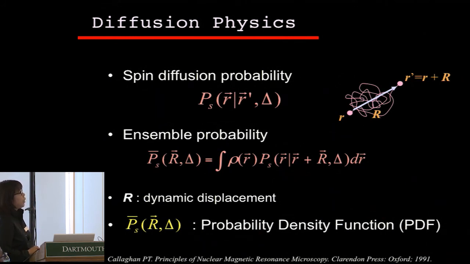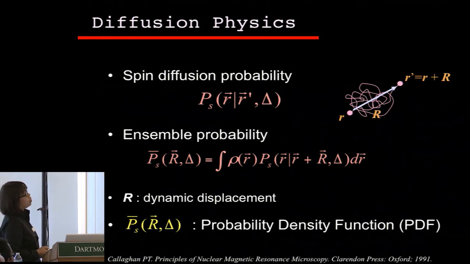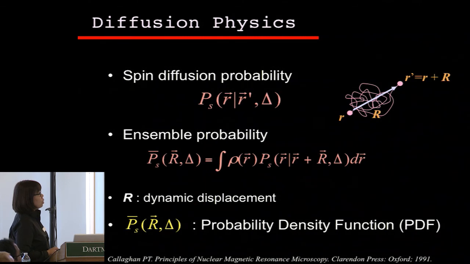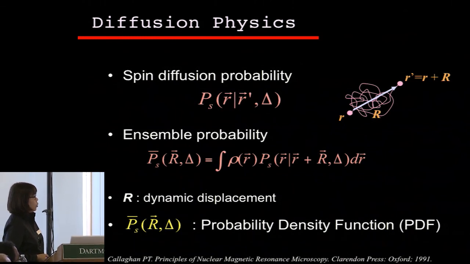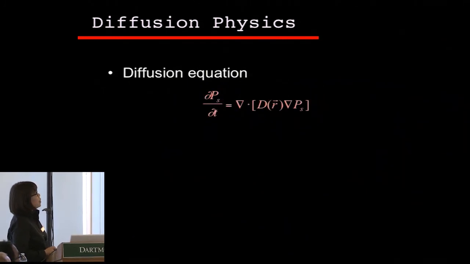This is the mathematical expression for the probability of finding one water molecule, or one spin, at a particular location and diffusion time. The ensemble probability is the integration of the single spin probability over the density function. And the resultant function is called the probability density function, which depends on the capital R vector, the displacement vector, and the diffusion time. As we previously said, the water molecules are not stationary, they move all the time. The evolution of the probability density function over time is governed by this diffusion equation, with the diffusion information on the right side of this equation.